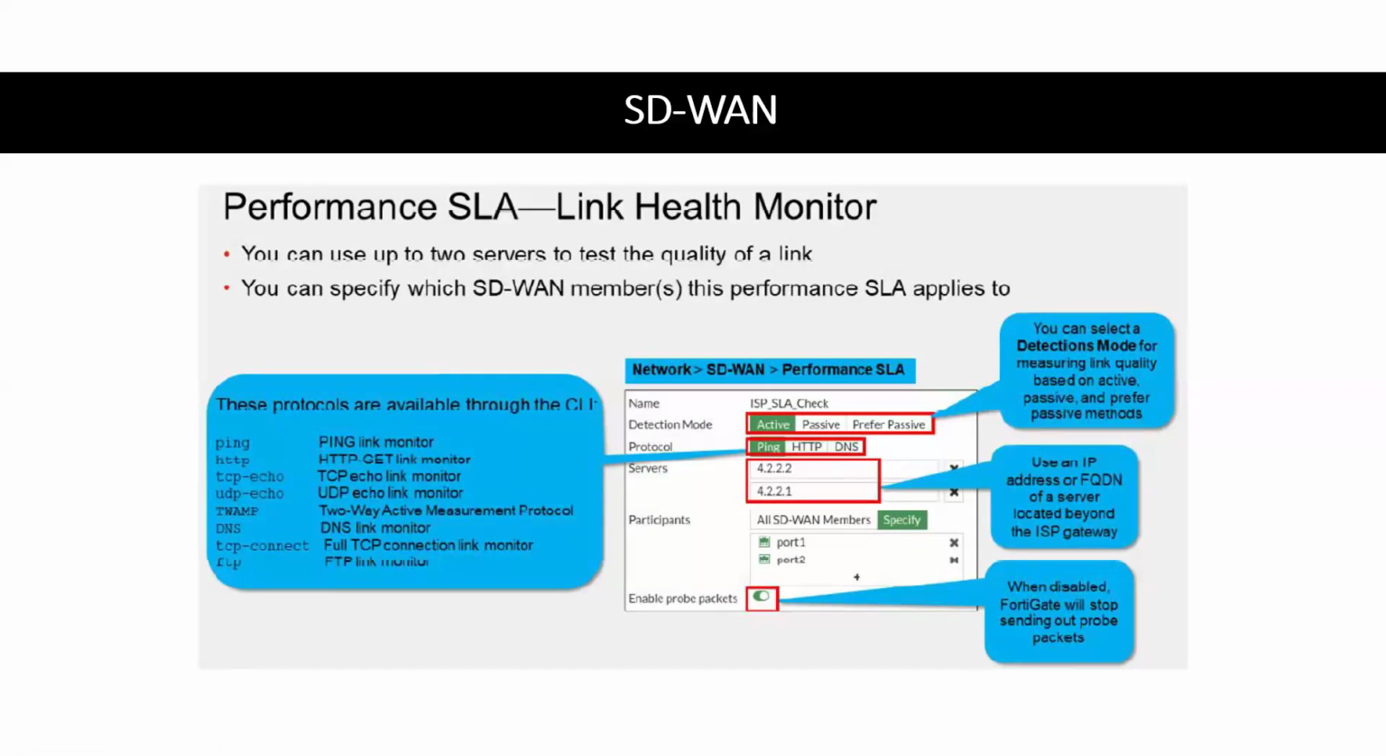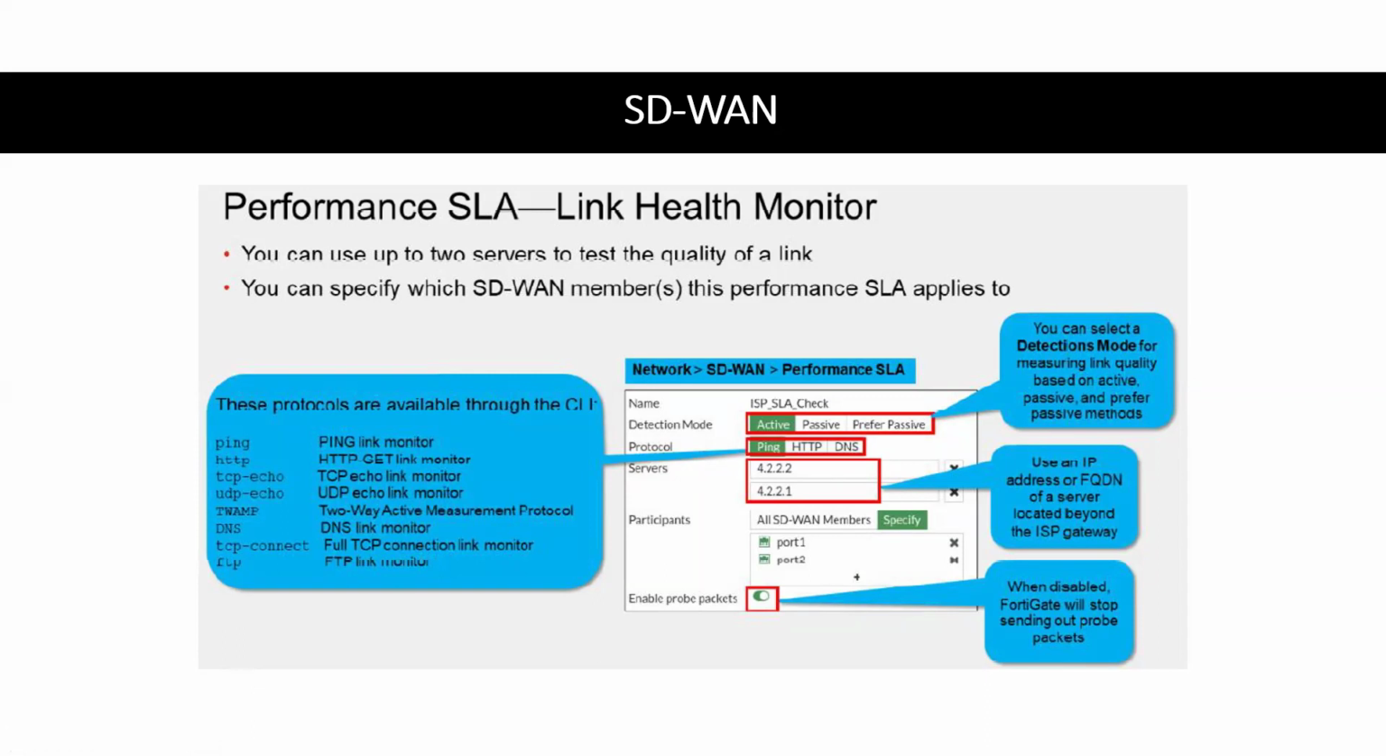Within the performance SLA link health monitor section, we can configure 2 servers at most to act as our beacons, our destination test to see if we have a good link or not. And what this does, of course, is guard against the server being at fault and not the link. That is the purpose of the server section. It guards against the server being at fault and not the link.